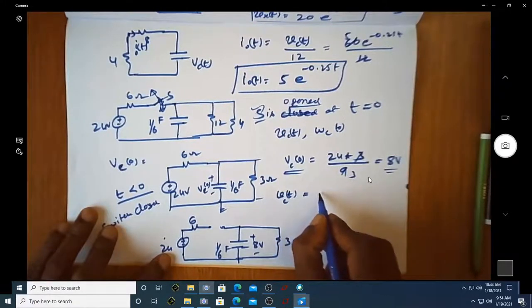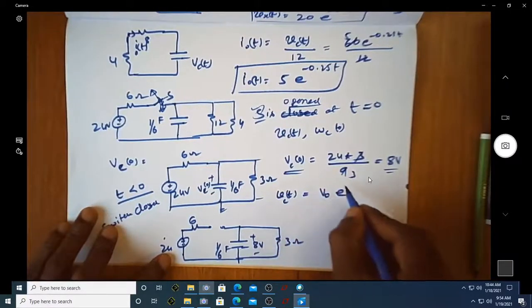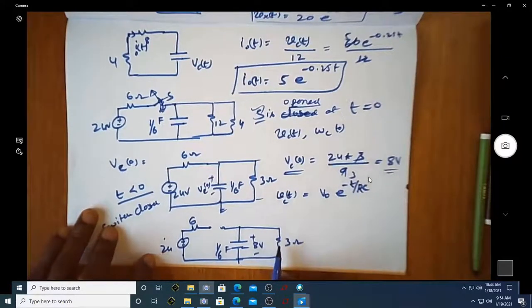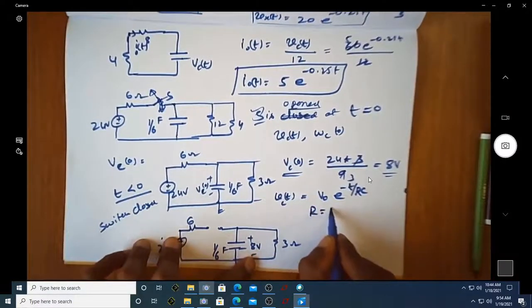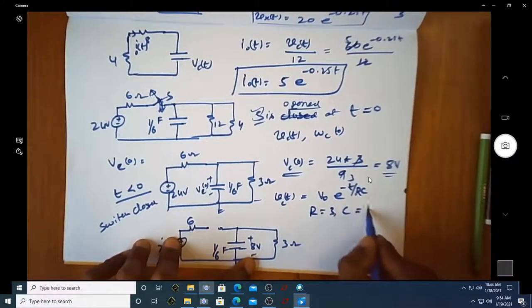VC of t is nothing but V naught e power minus t by RC. Now we know the value of R, we know the value of C. So what is the value of R? The value of R is equal to 3 ohm. The value of C is equal to 1 over 6. So tau is equal to RC, which is actually half.